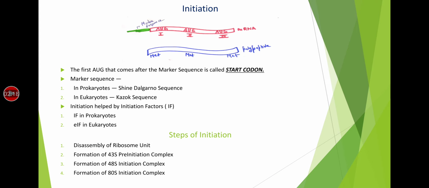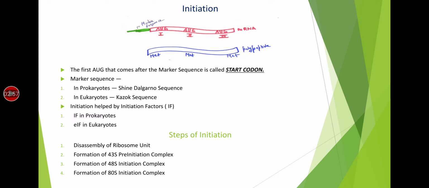Now moving on to the next step, that is initiation. Here in the diagram, we can see that there is a polypeptide chain shown in blue shade and an mRNA chain shown in red. So let's say if this is a polypeptide, we know that the first amino acid that will be synthesized will be methionine. And methionine is coded by only one codon, that is AUG. So AUG will be present in mRNA chain. Now here in this mRNA chain, we can see that there are many AUGs.